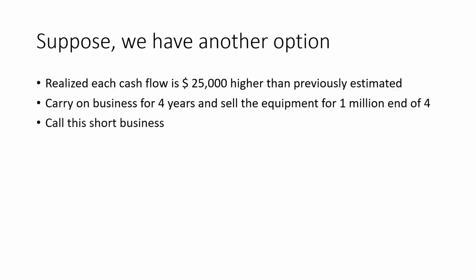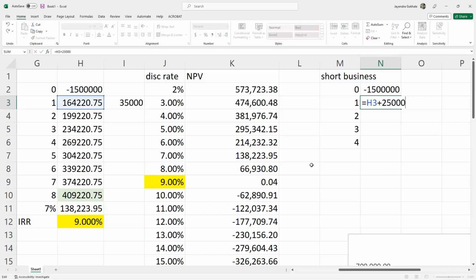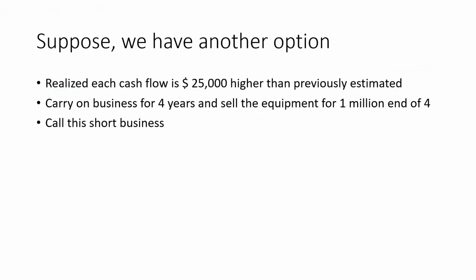So let's call this short business. To find out the short business cash flows, the title is short business, and then the time period would be the same as the previous time period, 1, 2, 3, but remember only 4 cash flows, and the initial setup cost is the same. However, the new inflows are $25,000 higher than the previous inflows, and at the end of the fourth period we sell off the equipment at $1 million. So these are the cash flows of the short business. So this was the long business, only 8 years, and this is only 4 years.